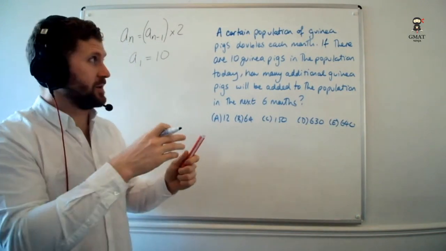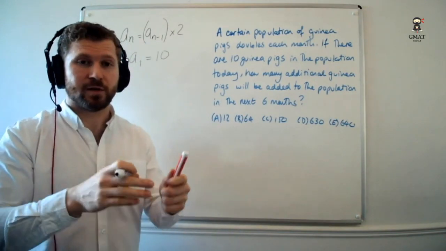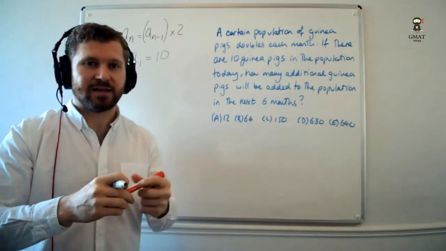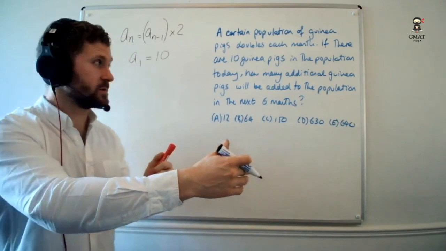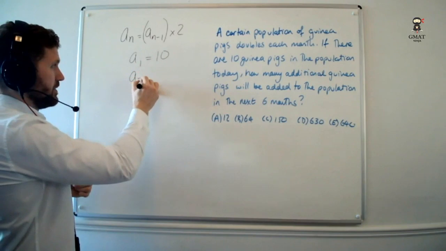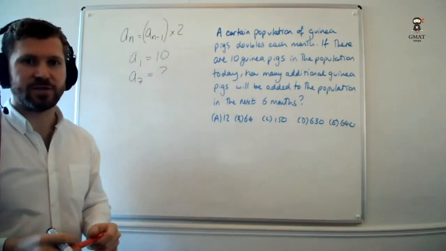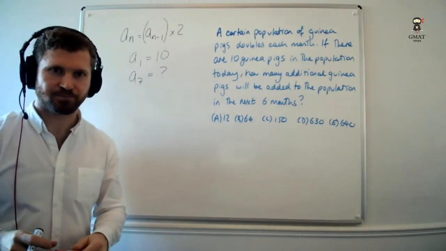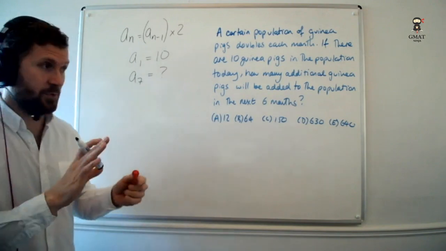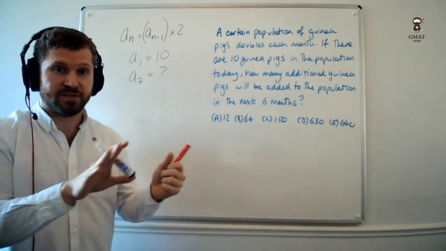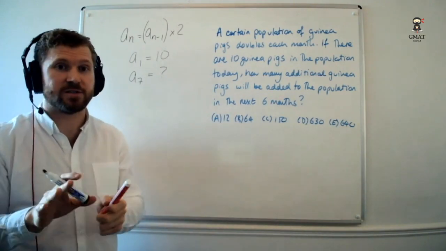Now, if the population doubles every month and we're moving 6 months ahead, that's the equivalent of saying I want to make 6 moves. And so really, I'm looking here for the value of the 7th term in this sequence. Again, it's a small sequence in this case. The challenge here is deciphering what the question is asking you for.